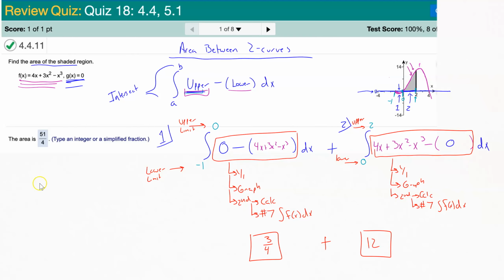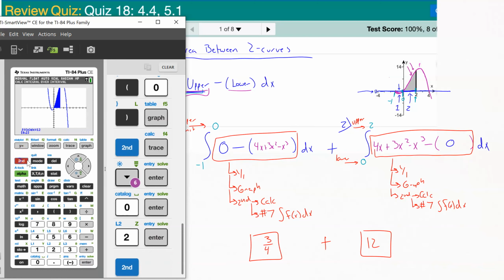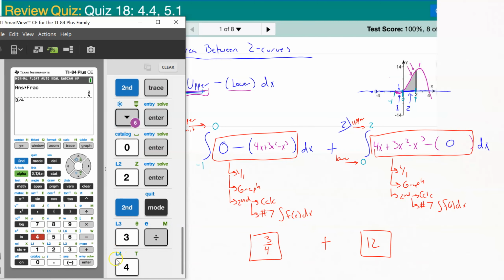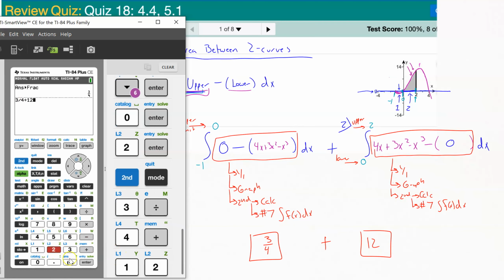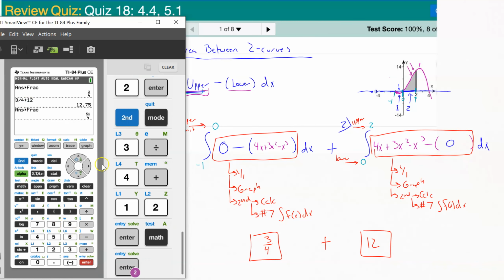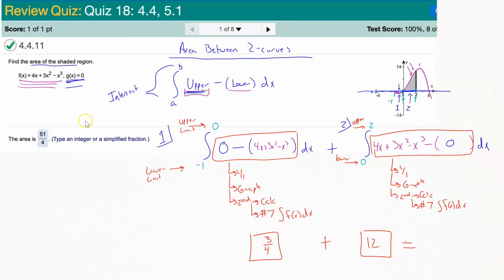And now for our final answer, we just want to add those two values to each other. So I would go to my normal screen. I do 3 divided by 4, and then I'm going to do plus 12. Hit enter. And then I'll do my math frac because this question says type an integer or simplified fraction. And out of there, we end up getting 51 over 4. So our answer to this would have been 51 over 4.